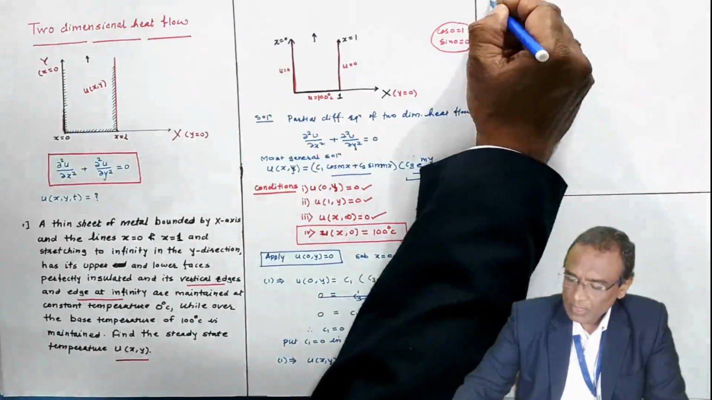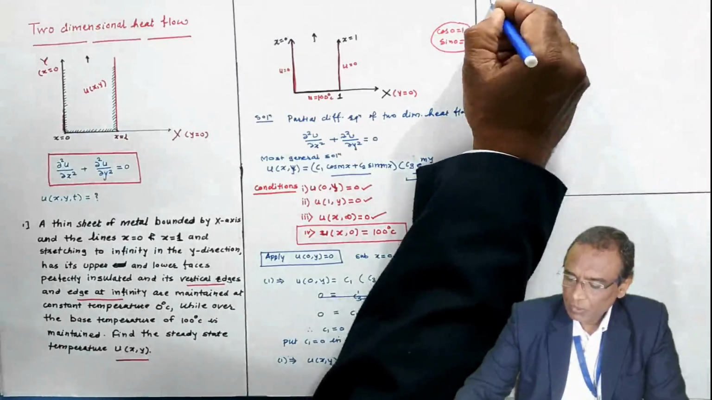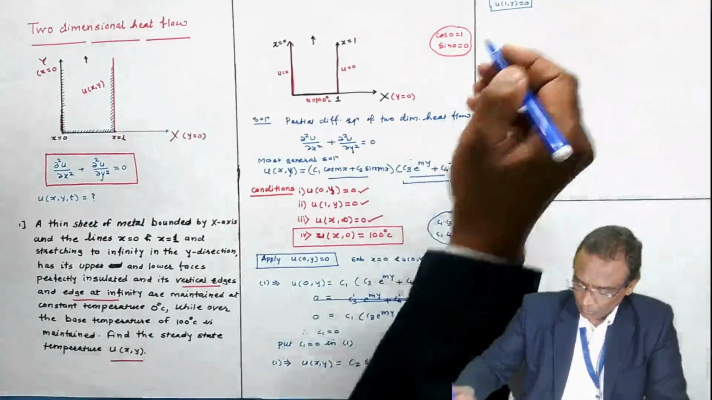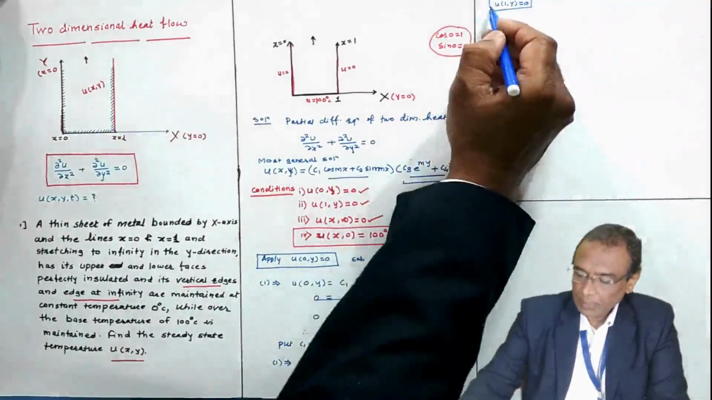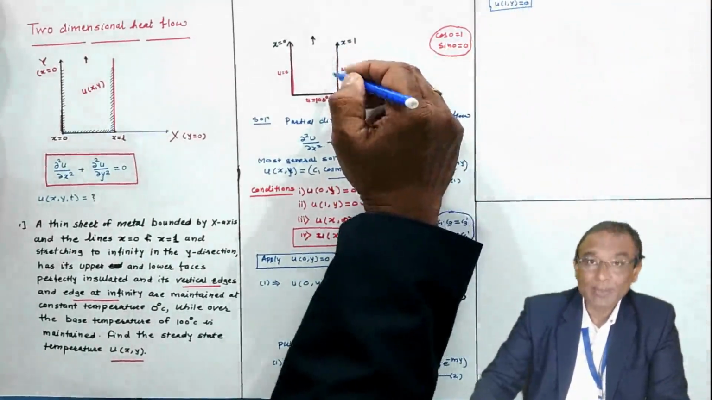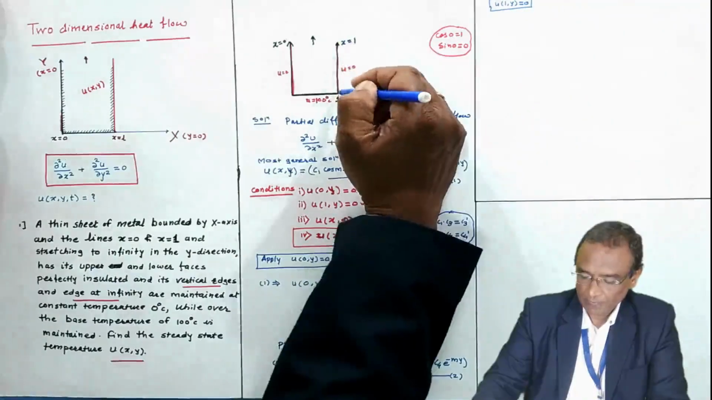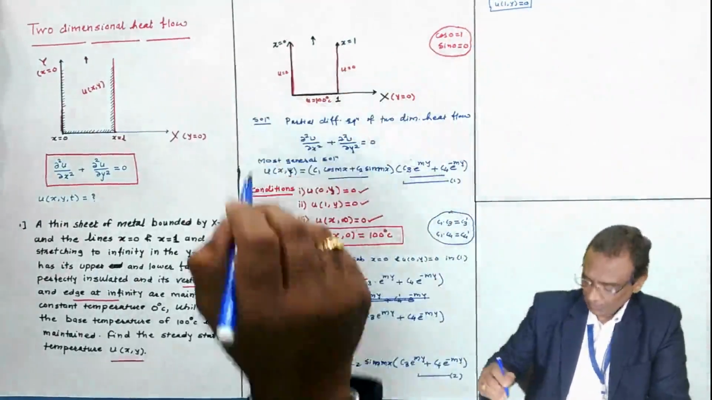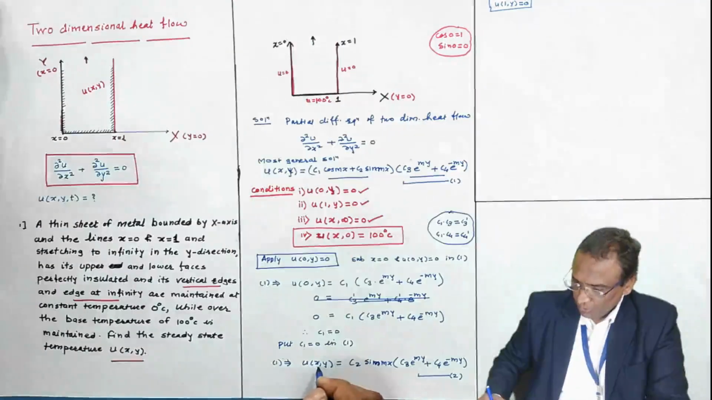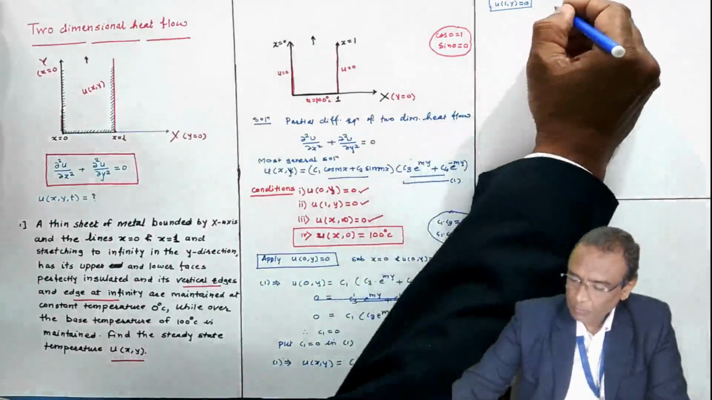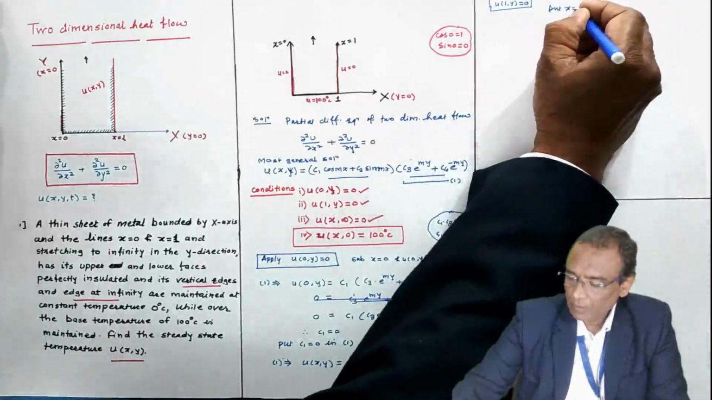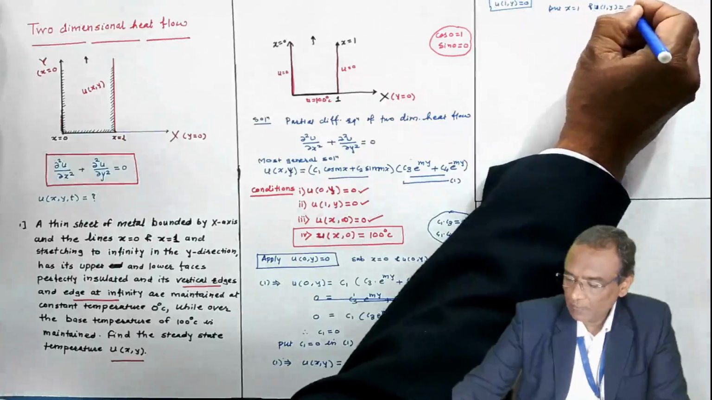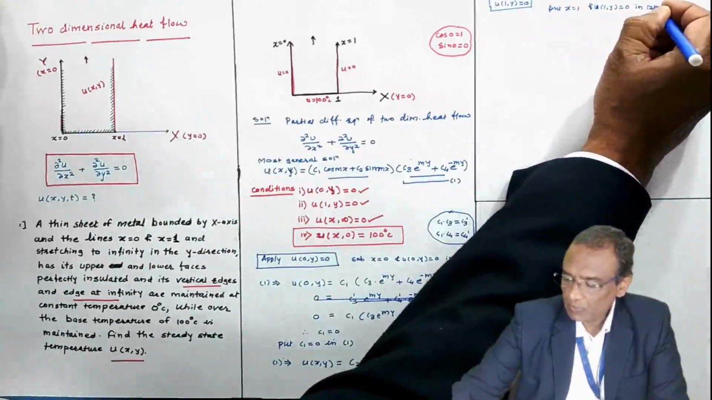Now I am going to use the next condition. The next condition is what? U of 1y equals 0. U of 1y equals 0 means what? The temperature is 0 at x equal to 1, the edge of the metal sheet. At x equal to 1, temperature u is 0. Okay, that is given in the problem. Now, substitute x equal to 1 and u of 1y equal to 0 in equation 2, the latest equation.